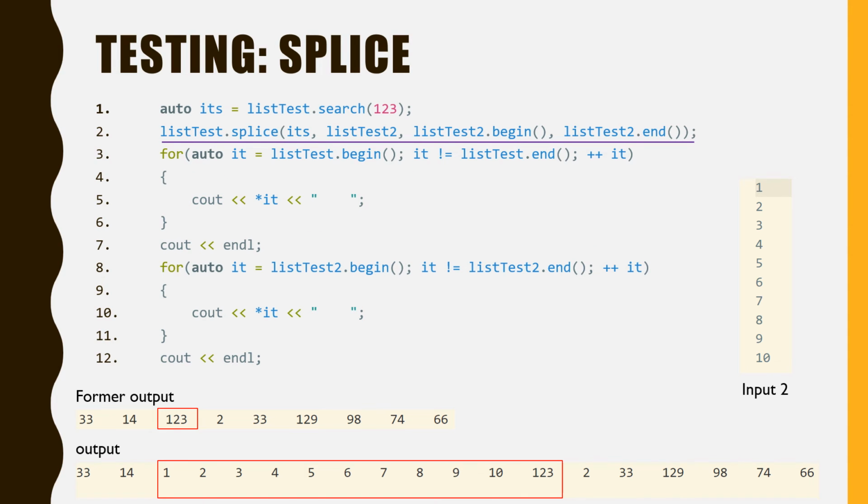Next, let's try to test the splice function. In line 1 of the code, we obtain the iterator for the integer 123. In line 2, we try to splice in the entire set of integers from the second input set before 123. Recall that the second input set just contains numbers from 1 through 10. From the output, we can see that those numbers have been properly inserted before 123. The second linked list becomes empty after the splicing, and this is shown as an empty line when we try to print out its data content.